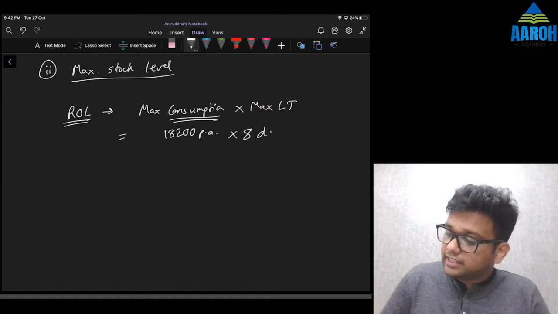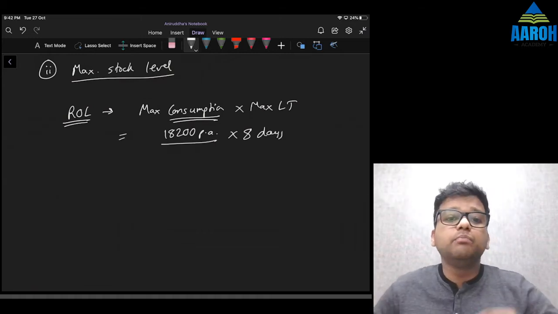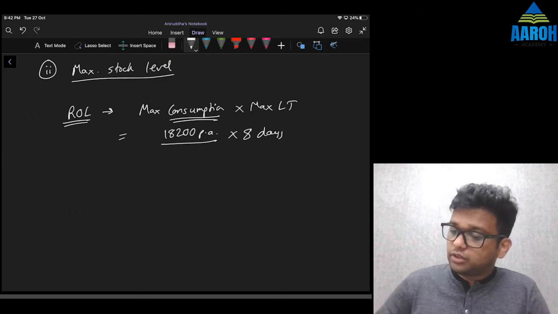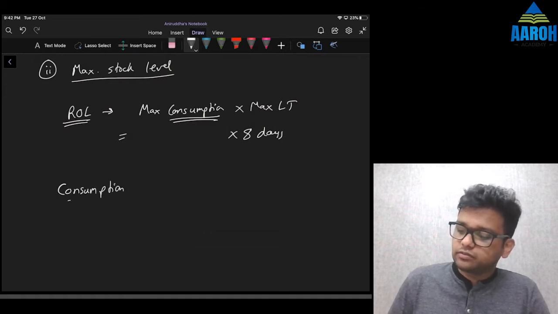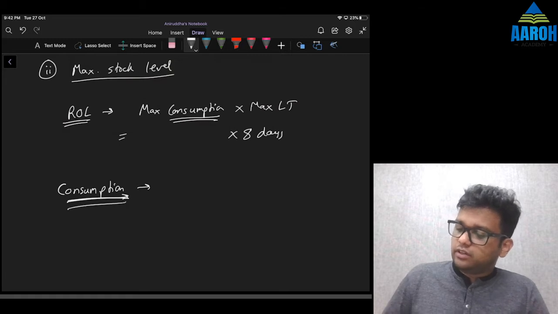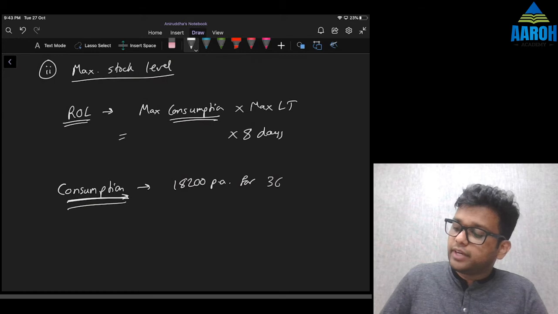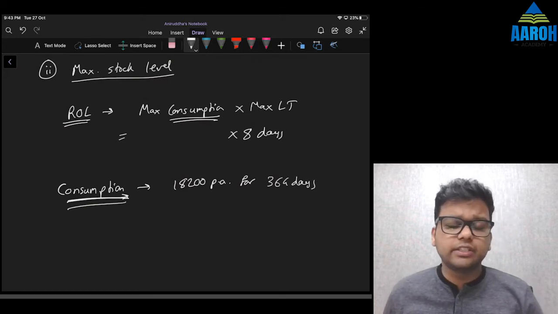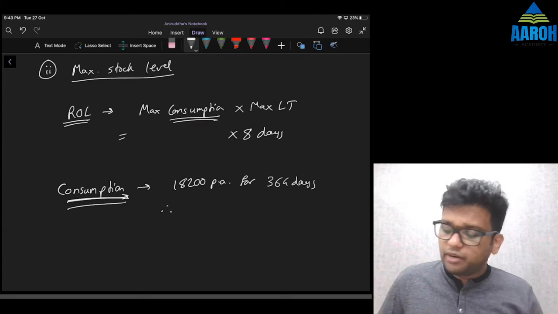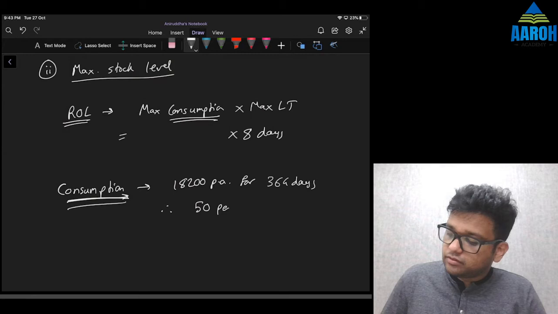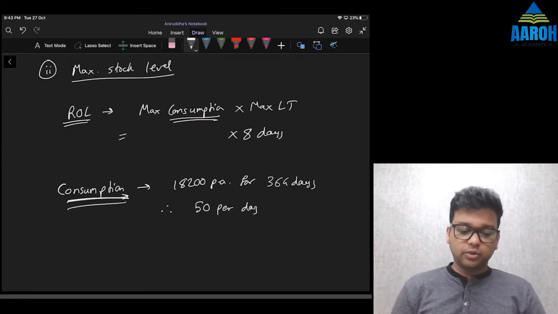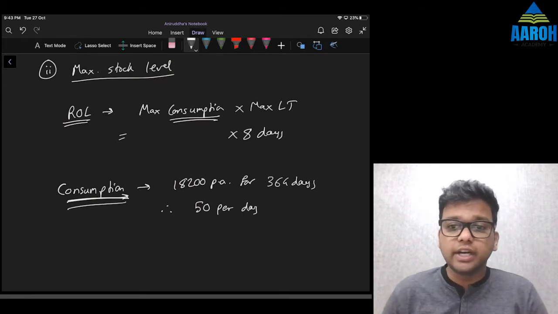But this lead time is in days, 8 days. So we have to take consumption per day. First of all, that is not maximum, so let me write it in a separate note. Consumption will be 18,200 per annum for 364 days, because at the end of the question they have given that consider 364 days. That means 18,200 divided by 364, that is 50 per day.